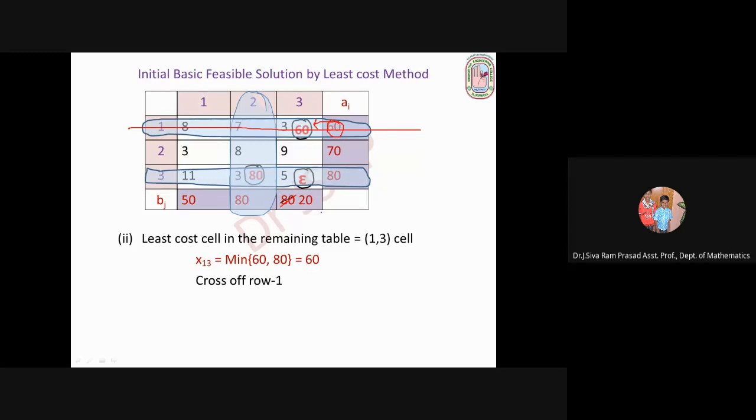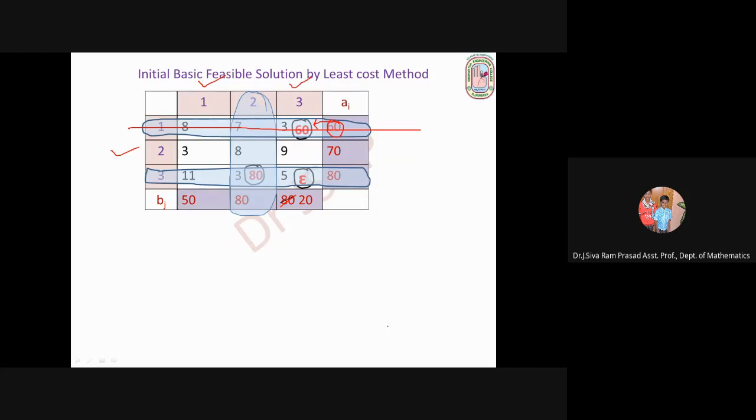Now what is the reduced transportation table? We have only 2 cells, that is, the second row and the first column and third column. So repeat the same process. Again, we have 2 cells only. Among these 2 cells, the least cost is 3, that is the 2 1 cell. So the least cost cell in the remaining table equals the 2 1 cell.